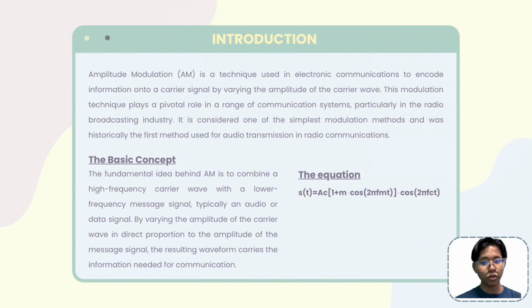transmission in radio communication. So for the basic concept part, the fundamental idea behind amplitude modulation is to combine a high frequency carrier wave with a lower frequency message signal, typically an audio or data signal, by varying the amplitude of the carrier wave in direct proportion to the amplitude of the message signal. The resulting waveform carries the information needed for communication. As you can see, we already gave the equation for amplitude modulation.